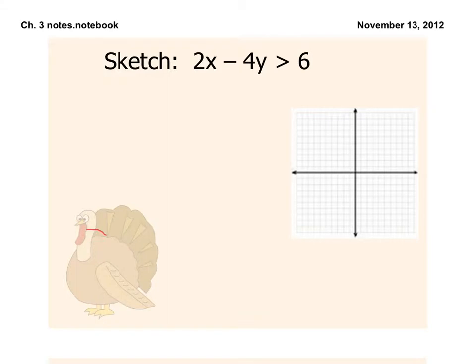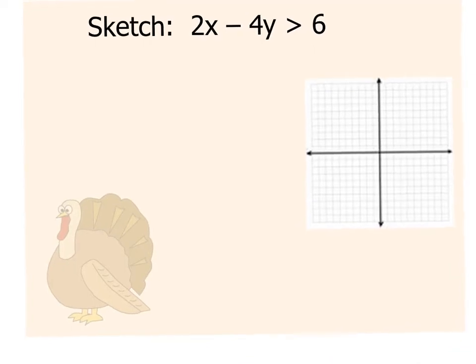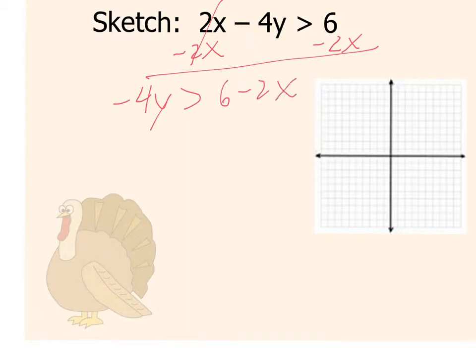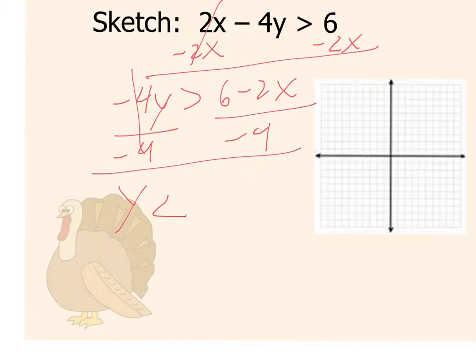Here's one where it's the same idea. We just have a little solving to do first. The other one was already solved for y, and we'd like this one to be in that form as well. Let's subtract 2x from each side. I get negative 4y is greater than 6 minus 2x. I divide both sides by negative 4. Divided by a negative, so the inequality will switch. y is less than negative 6 over 4 plus 2 over 4x.